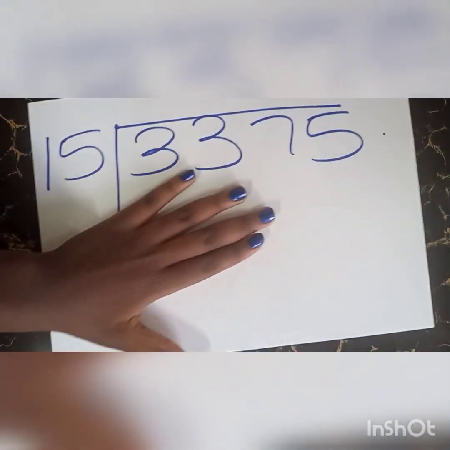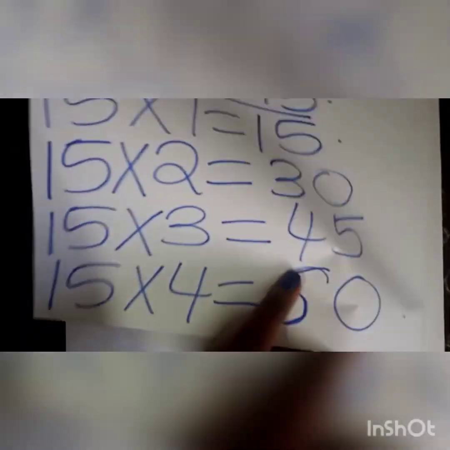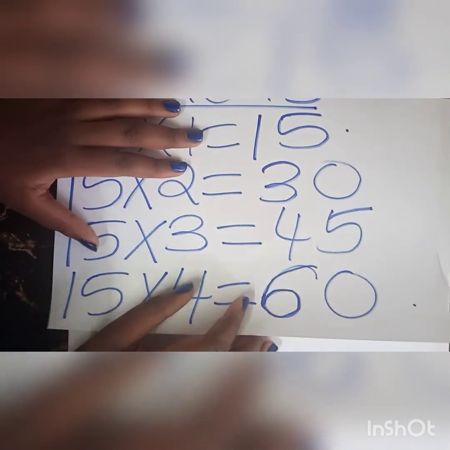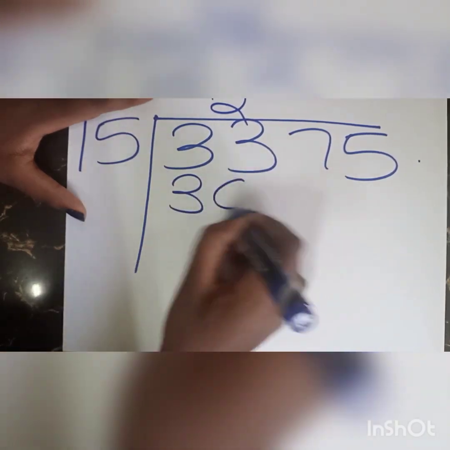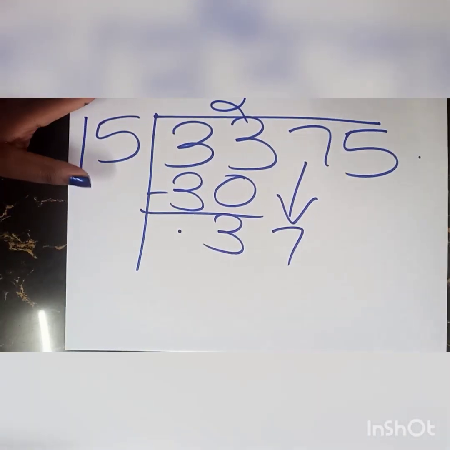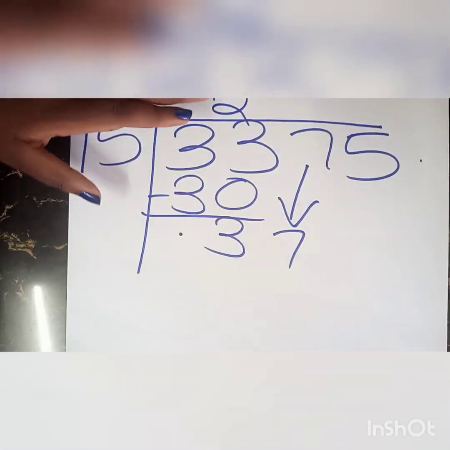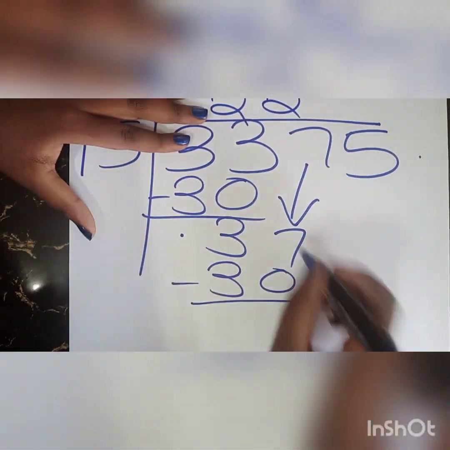So, where does 33 fall in table 15? 33 is in between 30 and 45, so we'll go with 30 because 30 is less than 33. We'll write a 2 here because 2 times 15 is 30. When you subtract, you get 3. The next step will be to drop the 7. 37 is also in between 30 and 45, so we'll use 30 for the same reason. We'll write a 2 here because 2 times 15 is 30, and 7 minus 0 is 7.